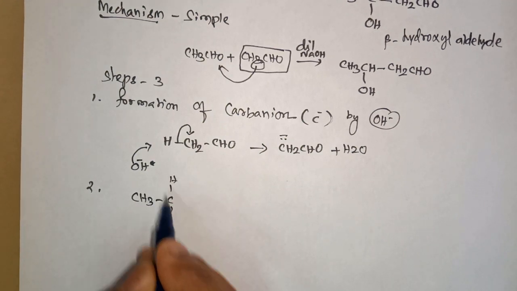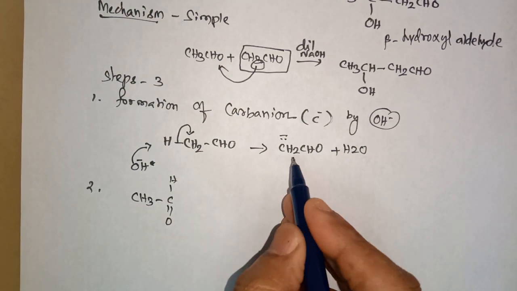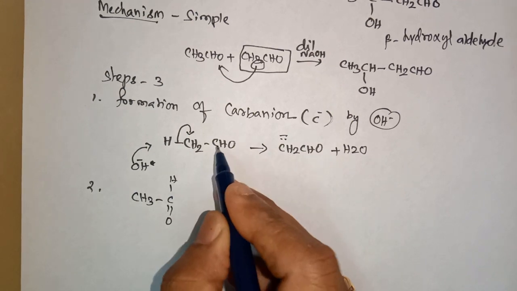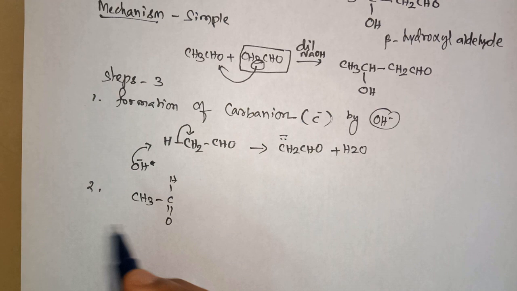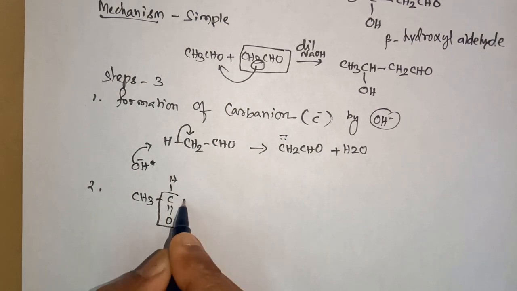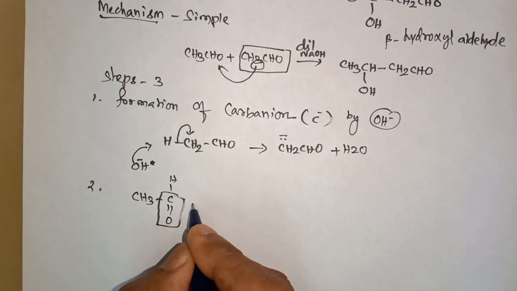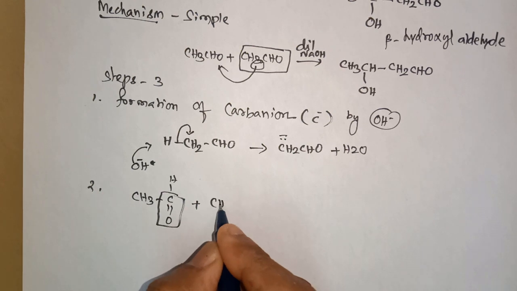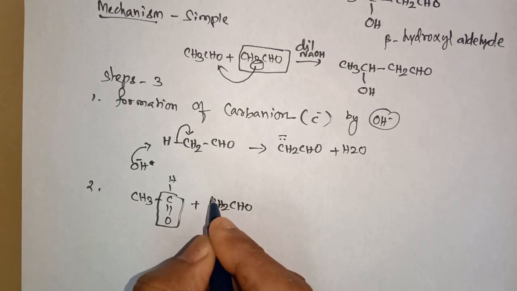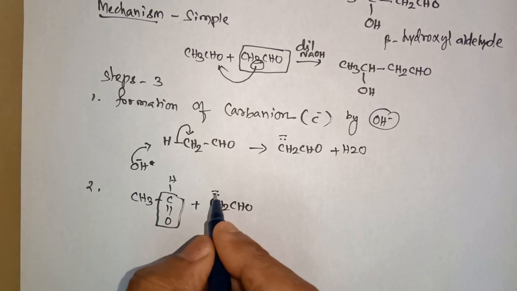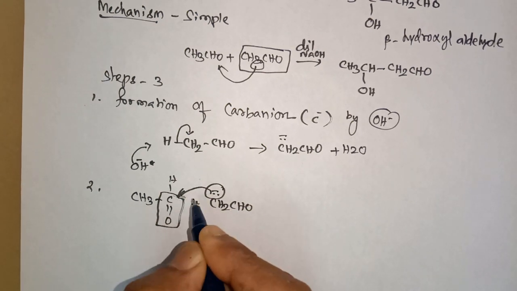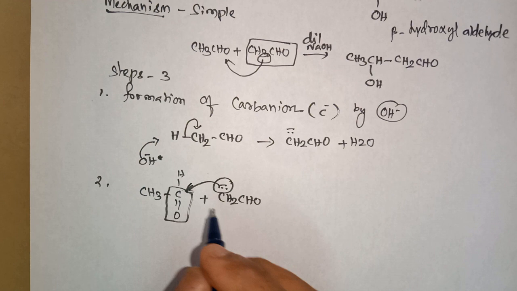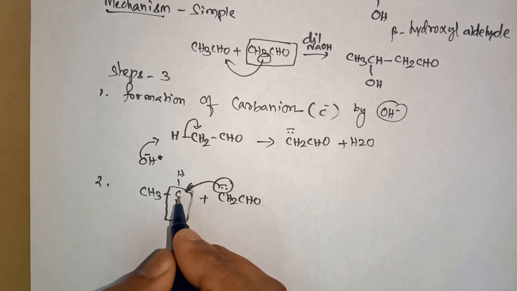Why I am writing in this way: this carbanion formed in the first step is going and attacking the carbonyl carbon. This is called carbonyl carbon. And here plus this CH2 CHO with minus is attacking this carbonyl carbon. If I say it is attacking the carbonyl carbon, what does it mean? It is making a bond with this carbon.